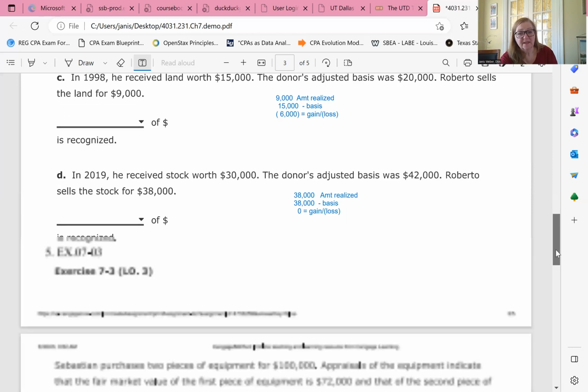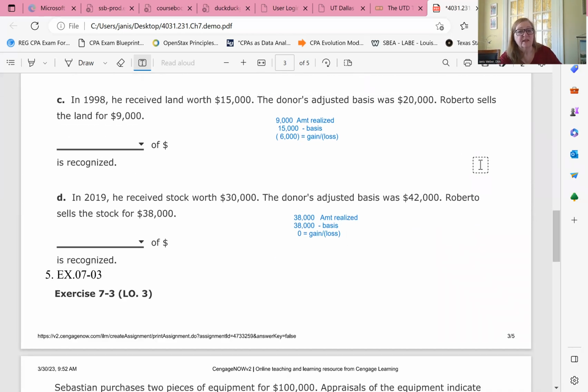In 1988, he received land worth $15,000. The donor's basis was $20,000. So here we go. This is a dual basis problem because it has a value lower than the donor's basis. So Robert is going to ultimately sell it way down the road for less. He sells it for $9,000. This is pretty rare for land, but it does happen sometimes. In any case, they're telling us the land was sold for $9,000, which is a loss.